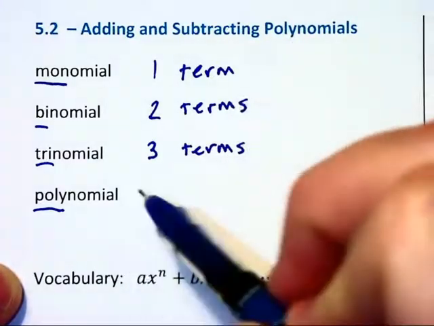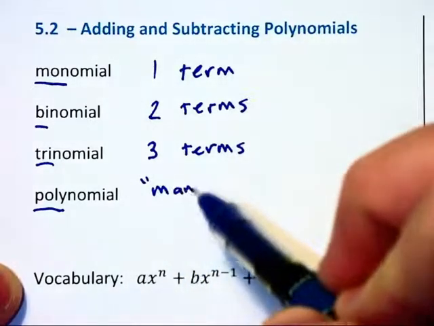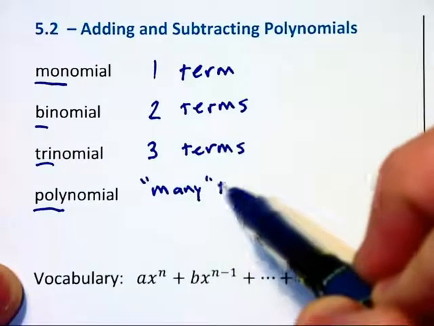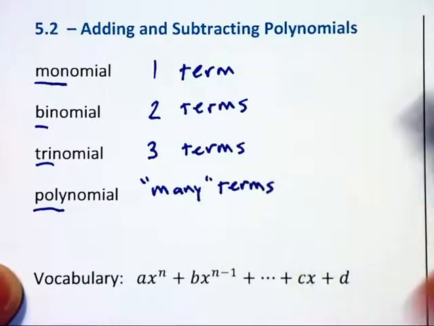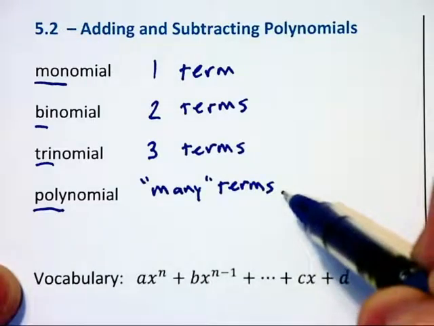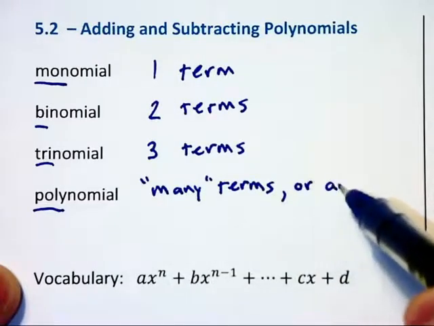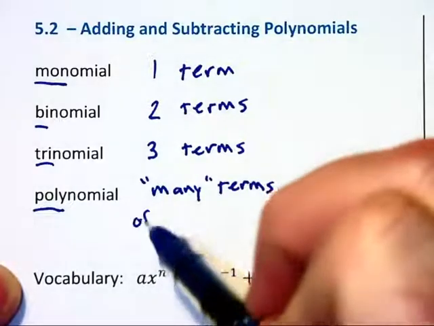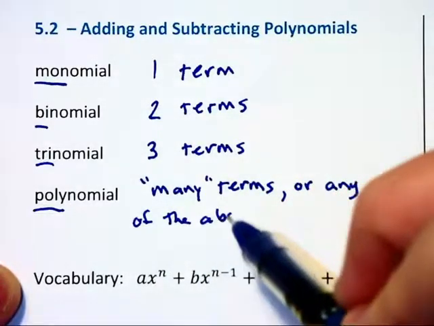Now, normally poly refers to many as a prefix, and so we would say many terms. However, I'd like to make a correction here in mathematics. Here we say it can be any of the above also. Any of the above. Now, let me give you an example.